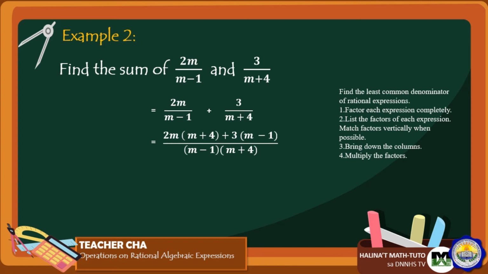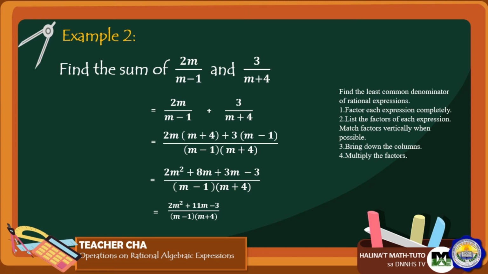So you have 2m times the quantity m plus 4 plus 3 times the quantity m minus 1. We have 2m times m, that is 2m squared, plus 2m times 4 is equal to 8m, plus 3 times m is 3m, minus 3 times 1 is equal to 3, over the denominator, m minus 1 times the quantity m plus 4. Next, combine like terms. 2m squared plus 11m minus 3. Copy the denominator, m minus 1 times the quantity m plus 4.